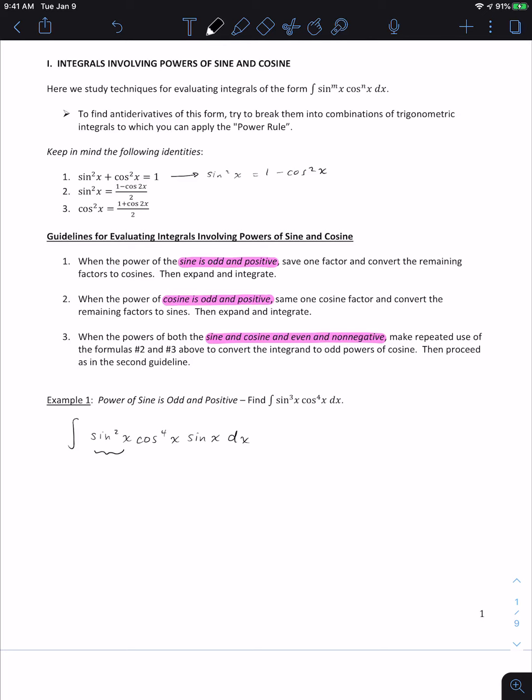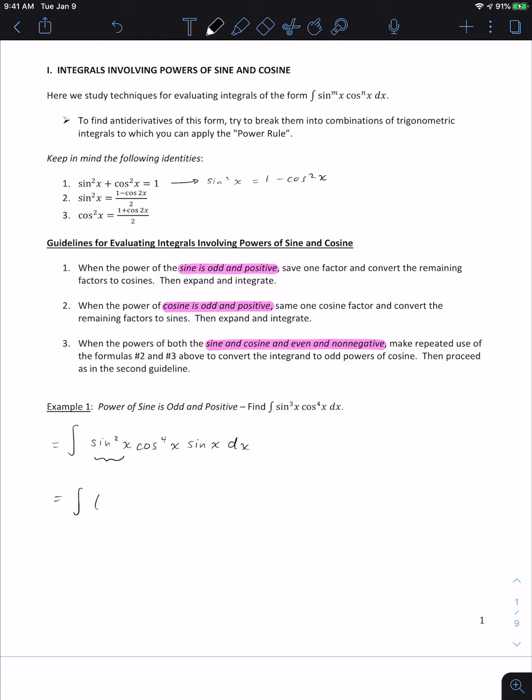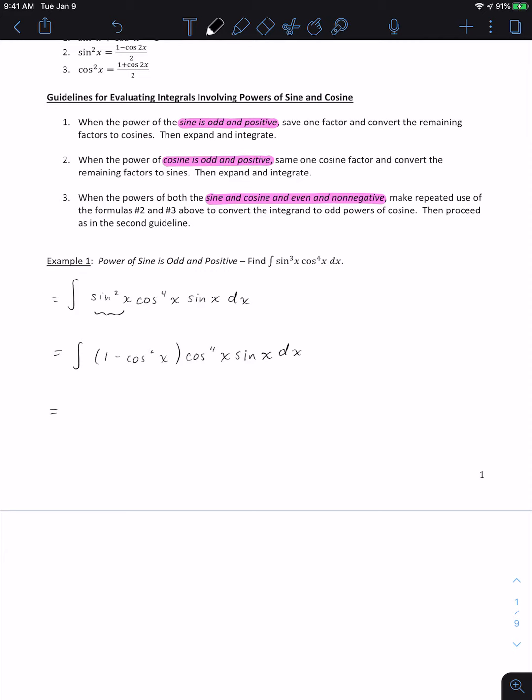So I'm going to write this as the integral of 1 minus cosine squared x times cosine to the 4th x times sine x dx. I have 1 minus cosine squared x, that quantity multiplied times the single item cosine to the 4th x times sine x, so I can distribute that to both terms. I'm going to write this as cosine to the 4th x sine x, minus cosine to the 6th x sine x, all dx.